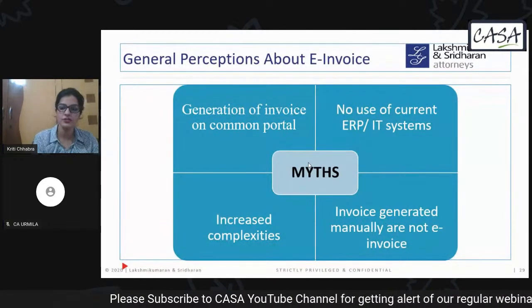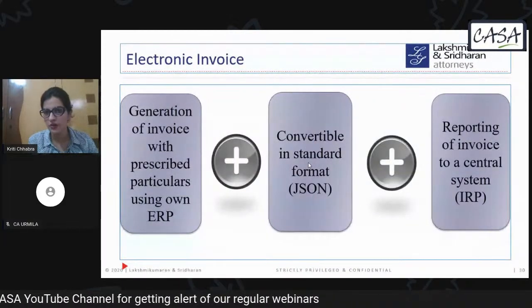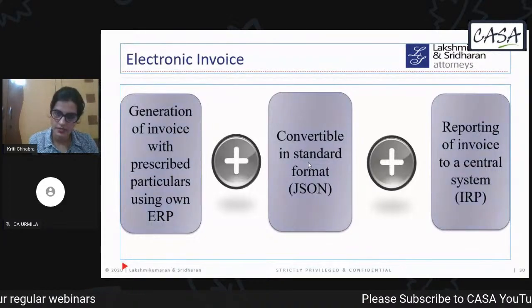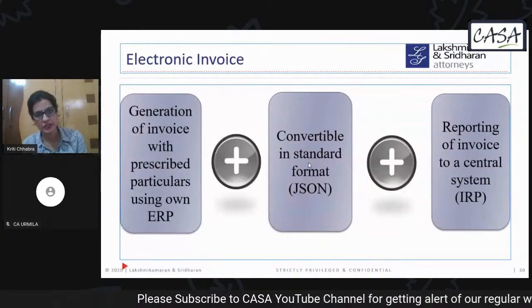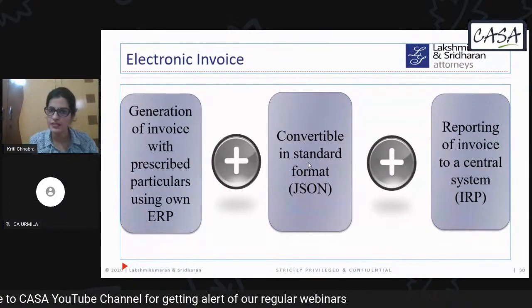So here comes the question: what is e-invoicing? E-invoicing has three constituents. First, you have to generate your e-invoice, or basically your regular invoice, with certain prescribed particulars which have been prescribed by the government through the recent e-invoicing schema.